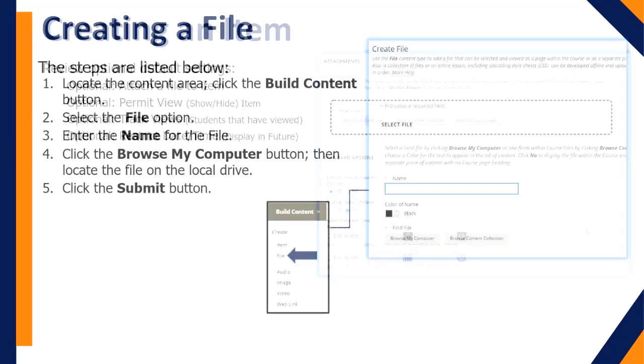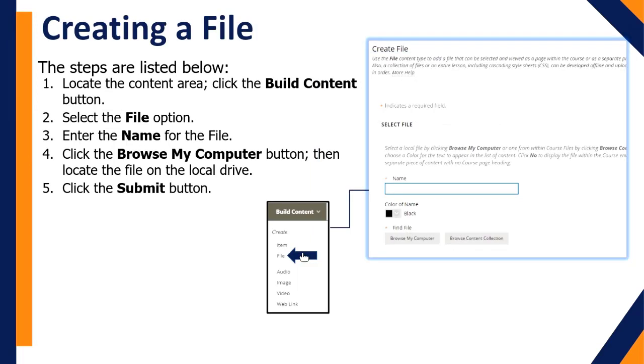In addition, you can add a file, which is the simplest of all, where you click that content area in your course menu. Then you click build content to get a new page, and you would select file. All you need to do is type the name of the file and browse for the file.